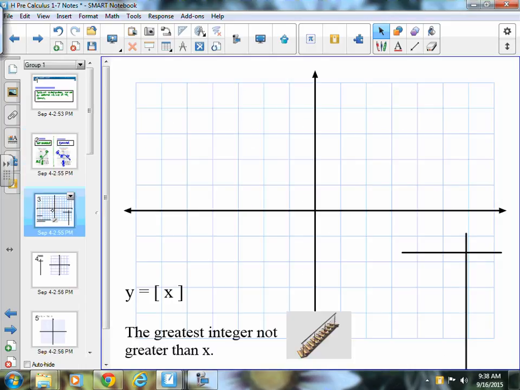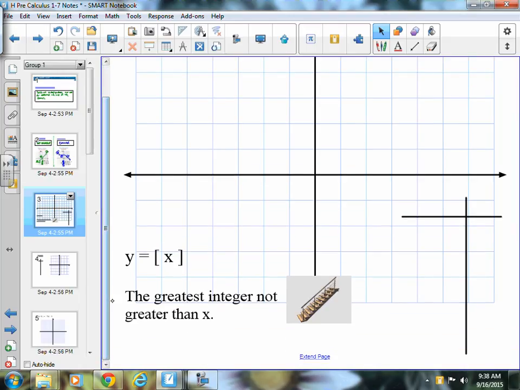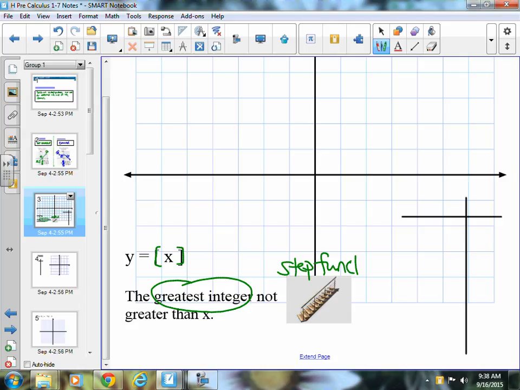All right, so let's take a look at an example of something that you haven't done before. This equation that has brackets around it is called the greatest integer function. So when we look at the actual name of the function, it's called greatest integer. Some people, as kind of a nickname for it, call it the step function, and you're going to see why once we make the picture.